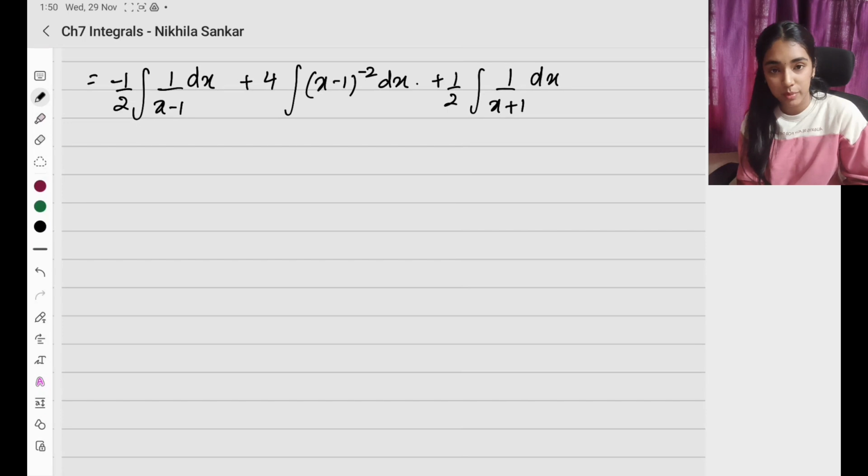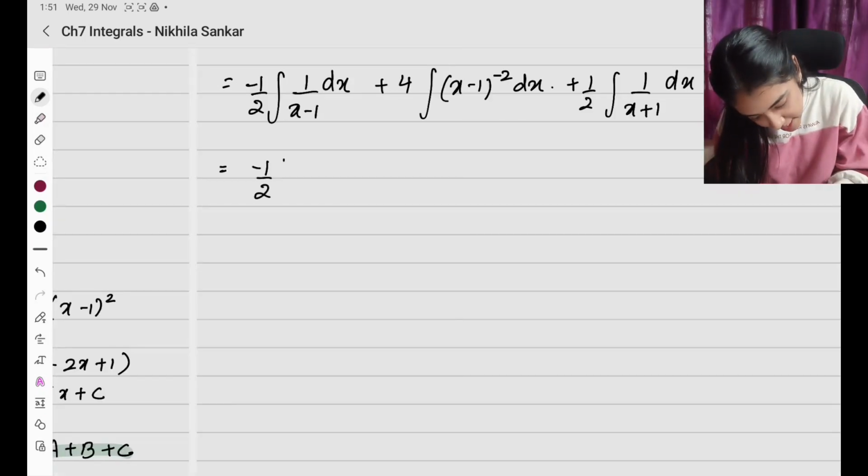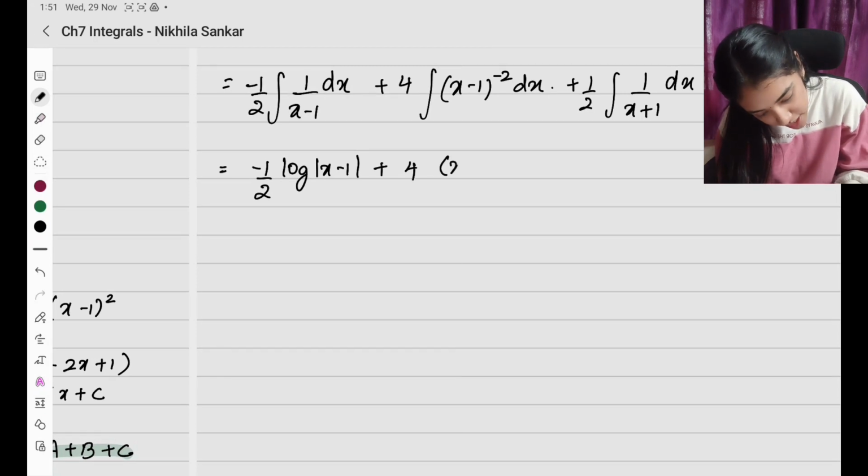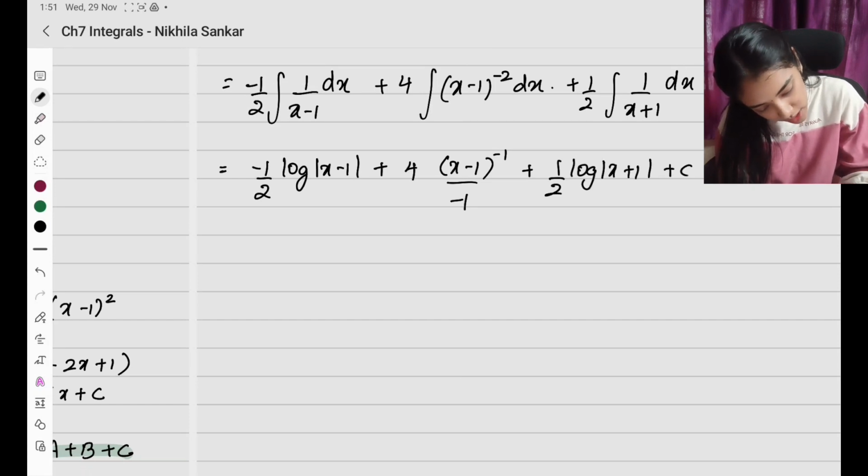Okay, so this is going to be my integral. So this is going to be minus half log mod x minus 1 plus 4 times x minus 1 power minus 1 over minus 1, plus half log mod x plus 1 plus c. So here I have minus half.